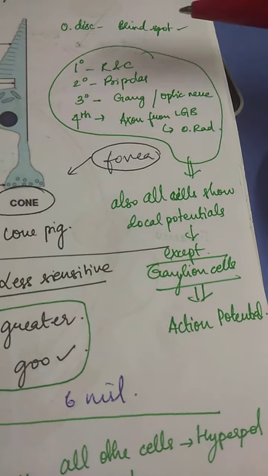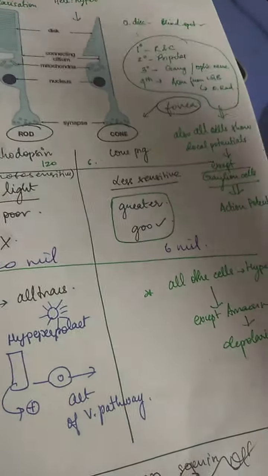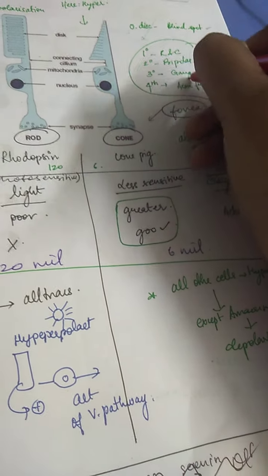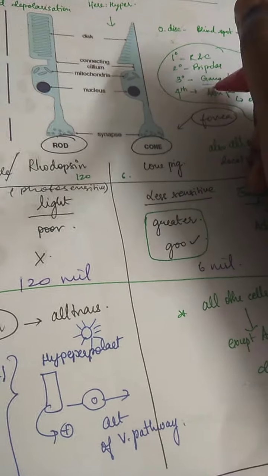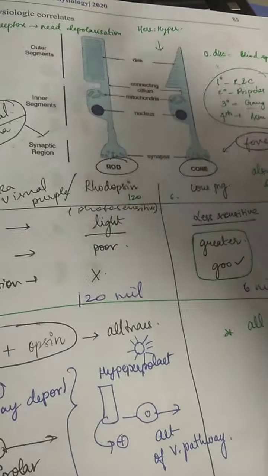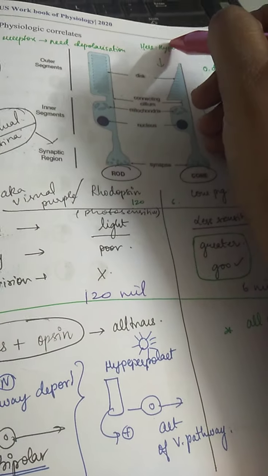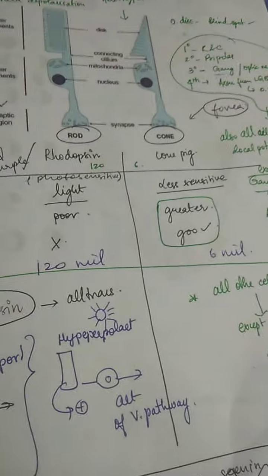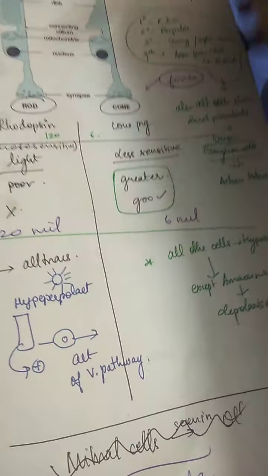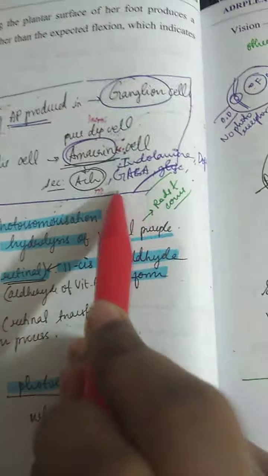Now in all the types of cells that are present here, only local potentials are generated, but only in the ganglion cell layer will action potential be generated. So the only cell where action potential is generated is the ganglion cell, and similarly, while everywhere hyperpolarization happens, the only cell where depolarization happens is the amacrine cells. These amacrine cells will also secrete ACH, indolamine, dopamine, GABA, glycine, everything it will secrete.